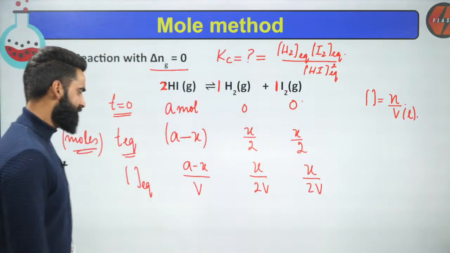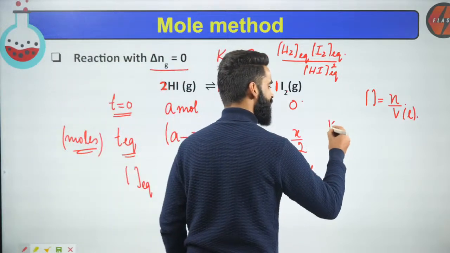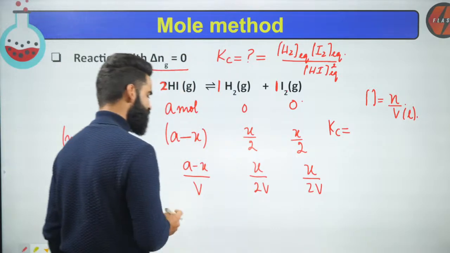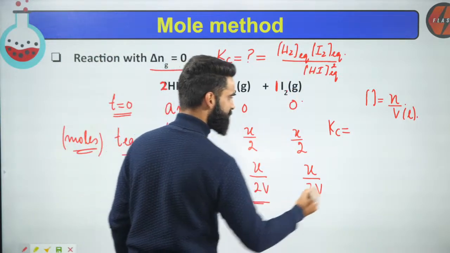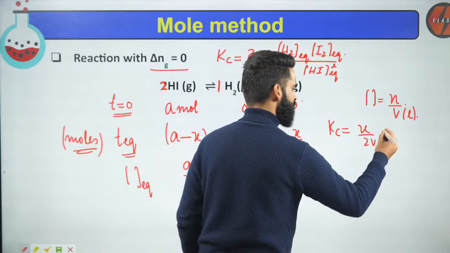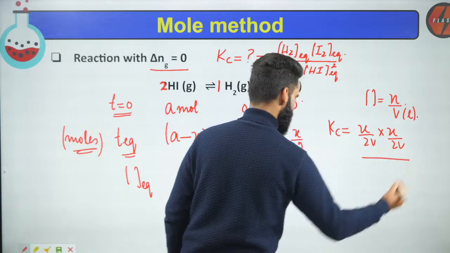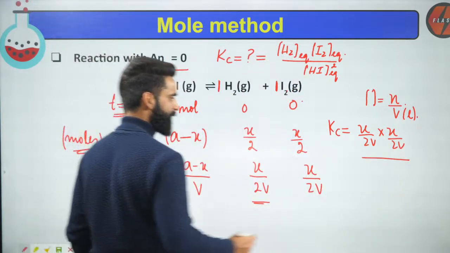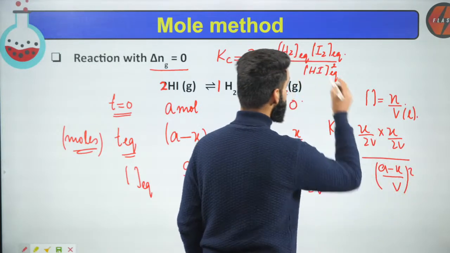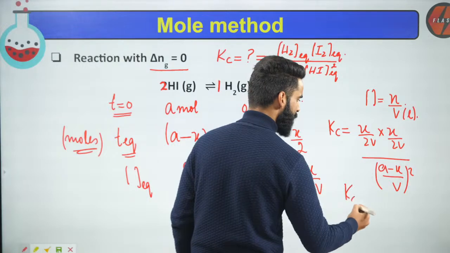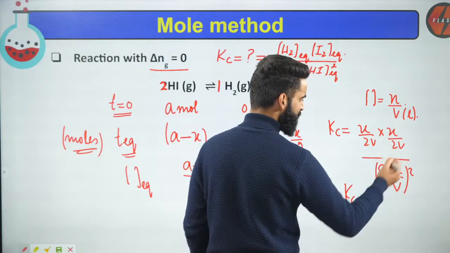Since I got the concentration of each reactant and product at equilibrium, I can simply write the expression for Kc. Isn't it going to be the concentration of H2 at equilibrium, which is X by 2V, multiplied by the concentration of I2 at equilibrium, which is again X divided by 2V, whole divided by the concentration of HI at equilibrium, which is A minus X divided by V, whole squared. I'll be getting the value of Kc from here. This is going to be X square, this is going to be 4V square, V square will be cancelled.